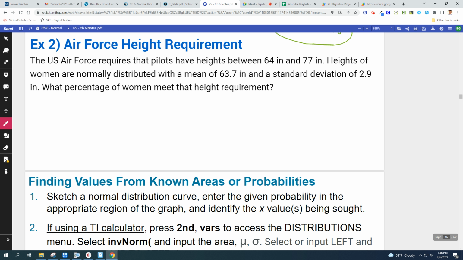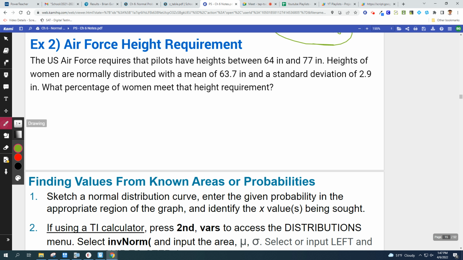Example 2, Air Force height requirement. The U.S. Air Force requires that pilots have heights between 64 inches and 77 inches. Heights of women are normally distributed with a mean of 63.7 inches and a standard deviation of 2.9 inches. What percentage of women meet the height requirement?